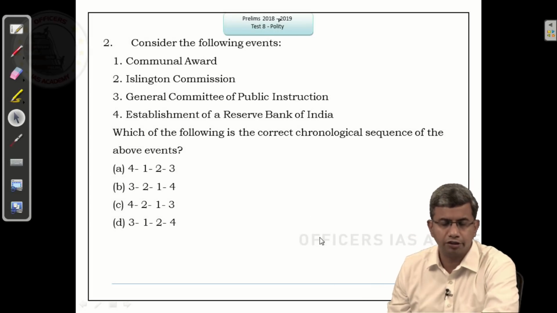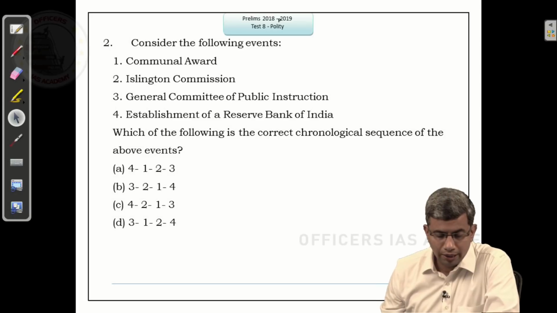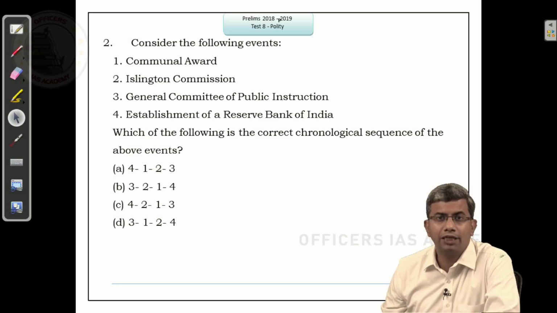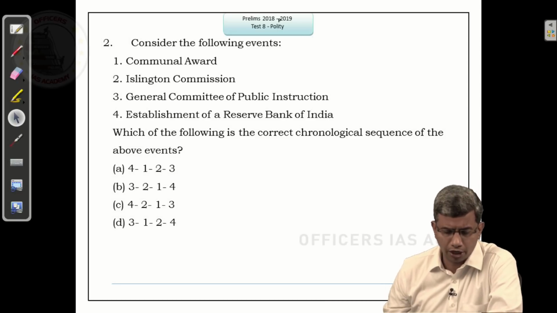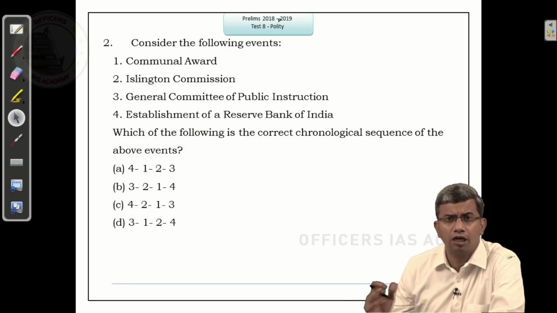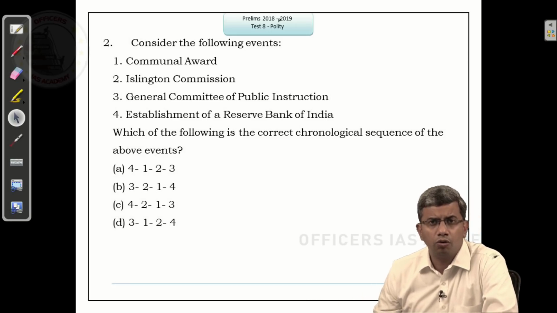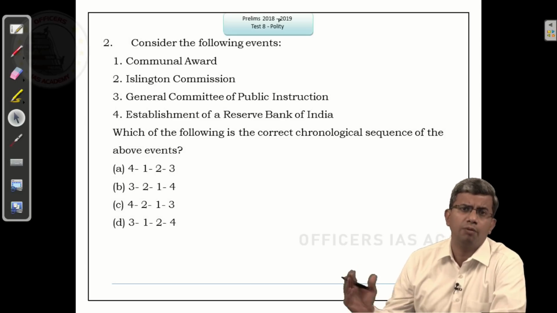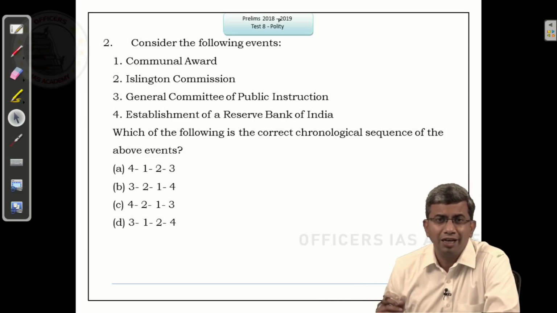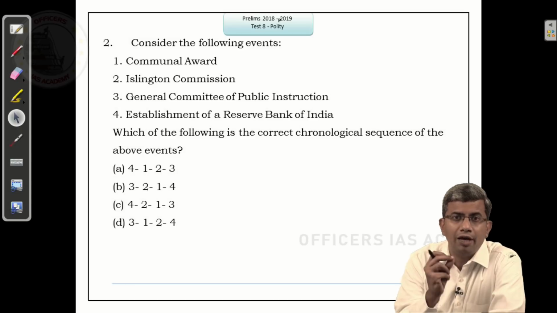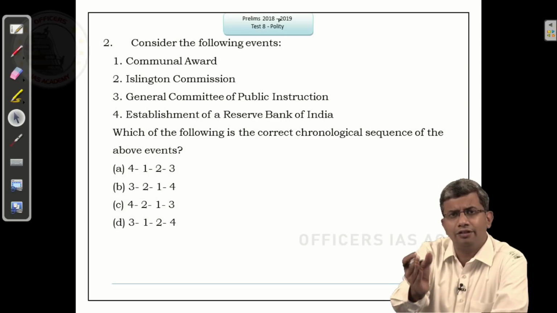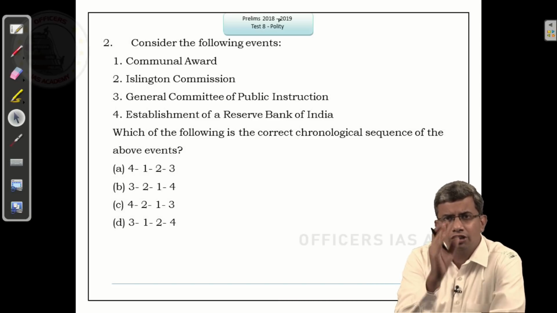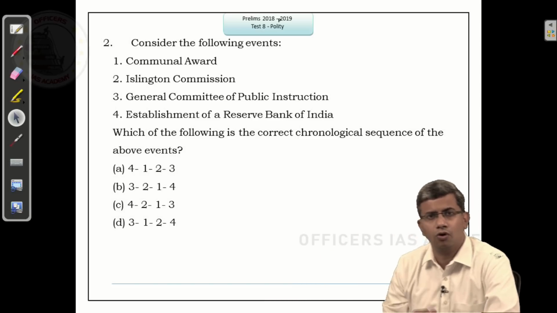Consider the following events: Communal Award, Islington Commission, General Committee of Public Instruction, and establishment of Reserve Bank of India. Now again, don't get psyched when you look at the question paper and you suddenly find names like Islington Commission, General Committee of Public Instruction. Oh God, I vaguely remember reading it, but I don't exactly know when it was set up. Look at the options where you know the year. And you know Reserve Bank of India is as recent as 1935. So in all likelihood, Reserve Bank of India is the last in chronological order.